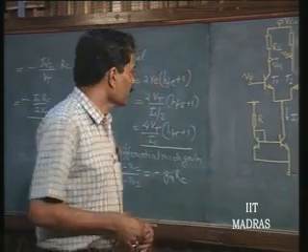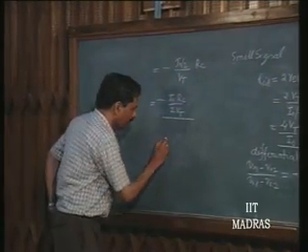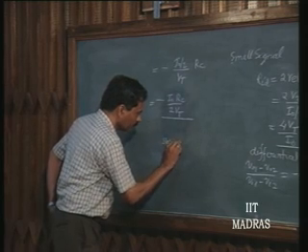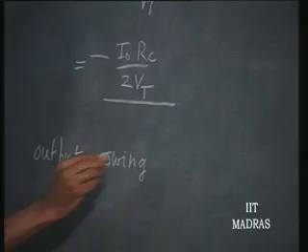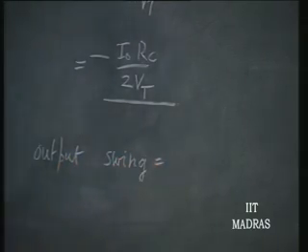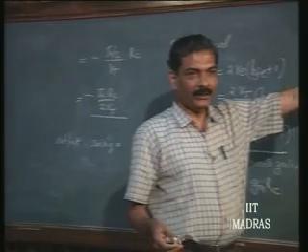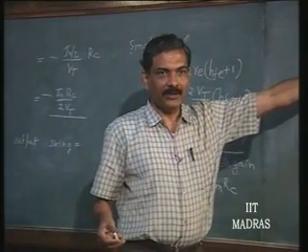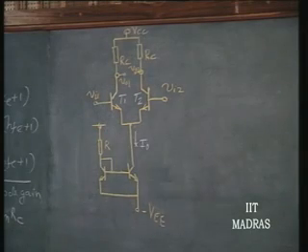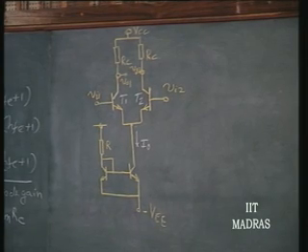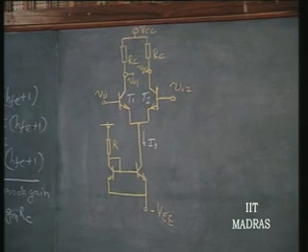So, in such a situation the output swing is equal to how much? This also we had evaluated earlier. This I naught RC comes either through this or through this, at which point of time one of the transistors is off. So, that means the swing is plus minus I naught RC.